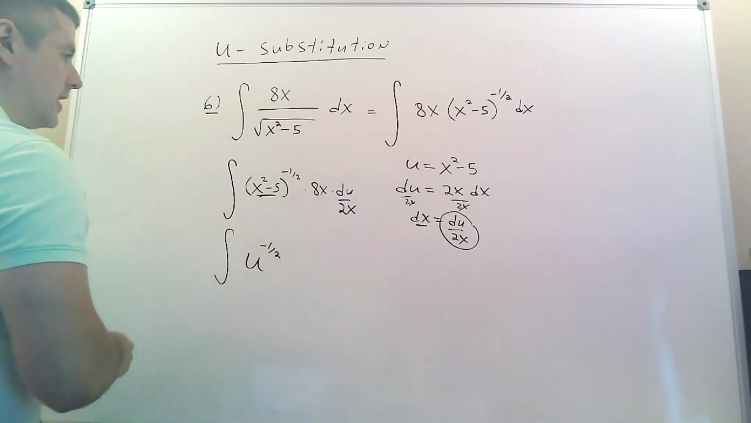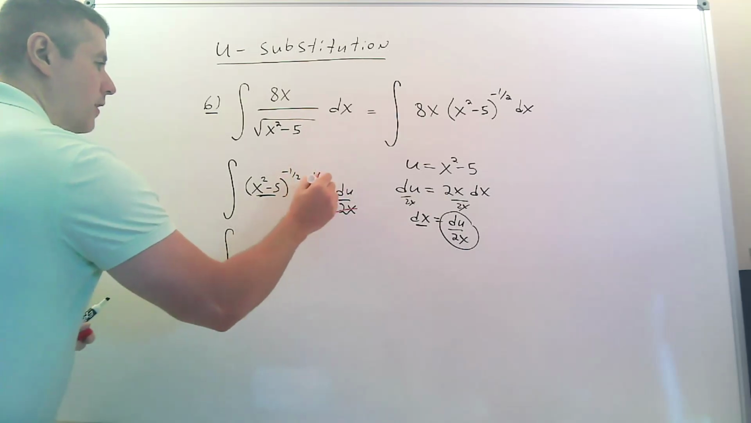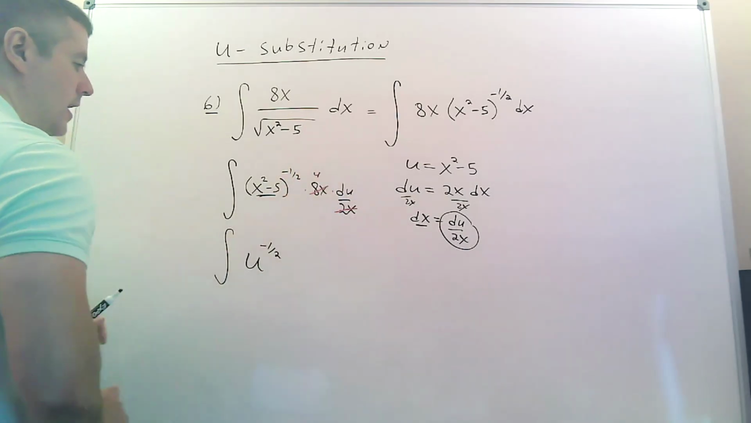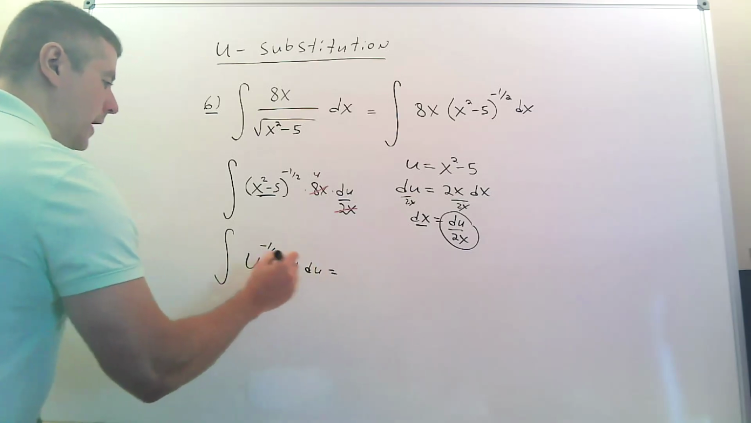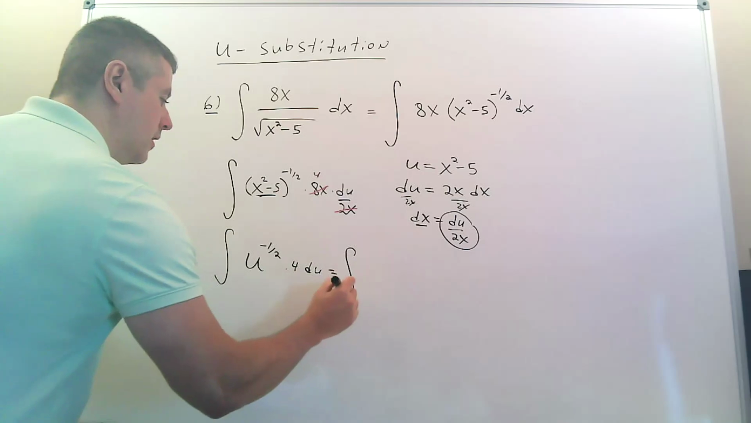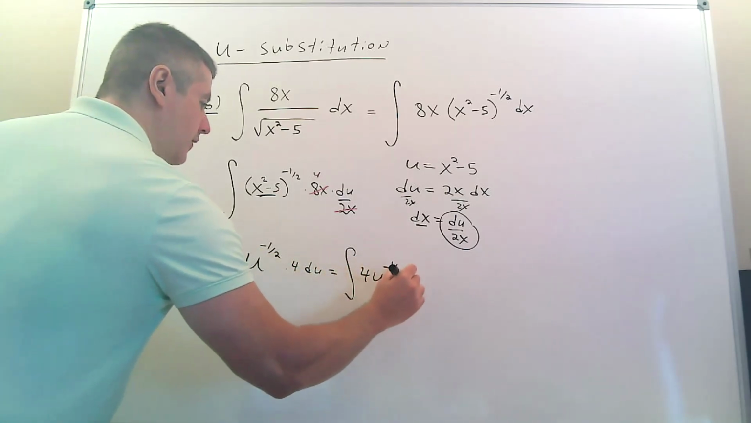Here I'm going to do my crossing out. 8x divided by 2x, right? 8 divided by 2 is 4. The x's cross out completely, and I'm left with 4 du. But I could write that all pretty. Let's make it look nice. Put the 4 in the front now. So I have 4 u to the minus 1/2 du.